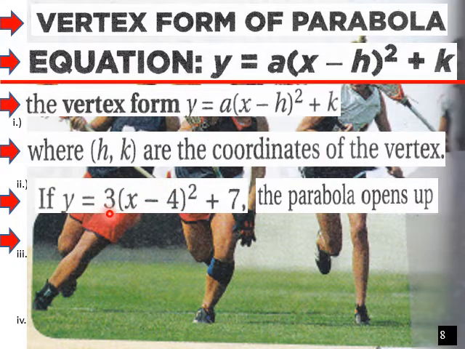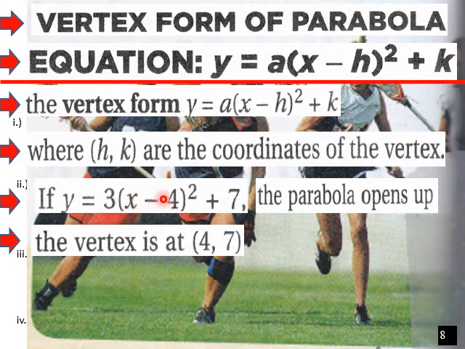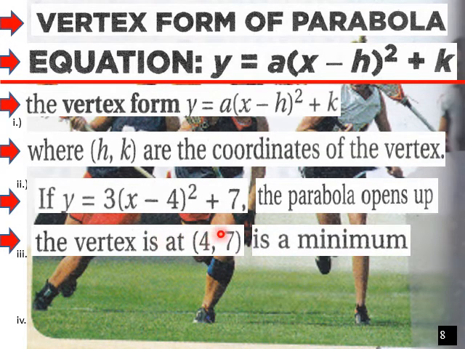And this is positive, so it would have to open up. If this were negative, it would open down, but it opens up, and the vertex will be at 4, 7. So here is x, and here is y. I mean, it would be the negative of negative 4, which is 4, and then 7. In x minus h squared, the negative h here would be positive 4. So 4, 7 would be your vertex, which is a minimum, because it opens up like that.